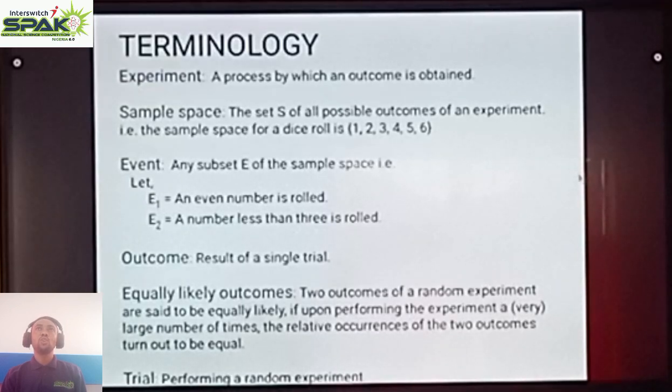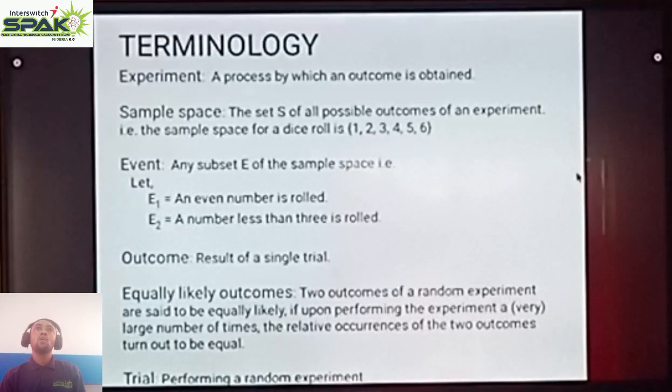The process by which an outcome is obtained. That's experiment. That's 1. 2. Sample space. The set of all possible outcomes of an experiment. That's sample space. We have event. Any subset of a sample space is called event. Examples are given. We have outcomes, which is the result of a single trial.